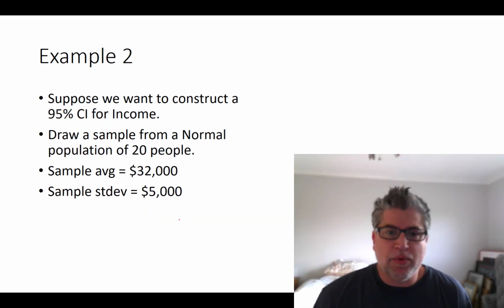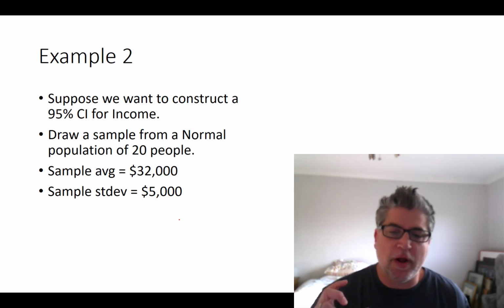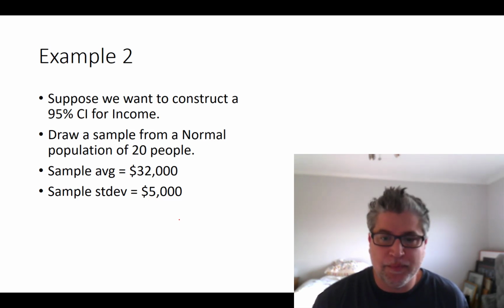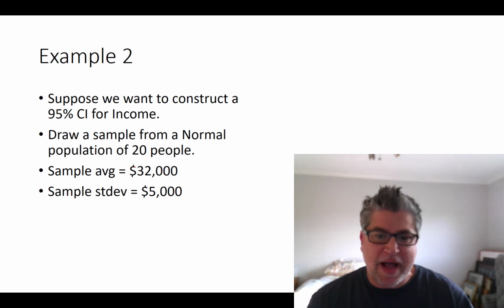In the second example, we're going to draw a small sample from 20 people. We're going to draw it from a normal population. We don't know what the population standard deviation is, so we're going to need to use the sample one. And since we're going to use the sample standard deviation as a proxy for the population one, we've got this second source of uncertainty. We're going to have to use the t-distribution to construct this 95% confidence interval. So what value for t do we need to use to construct our 95% interval?